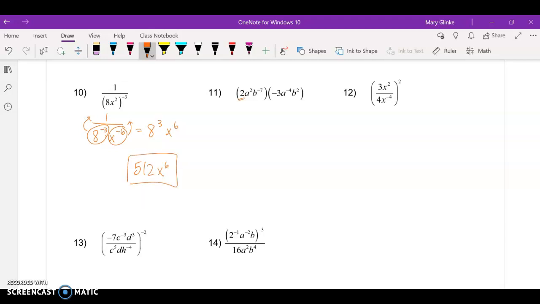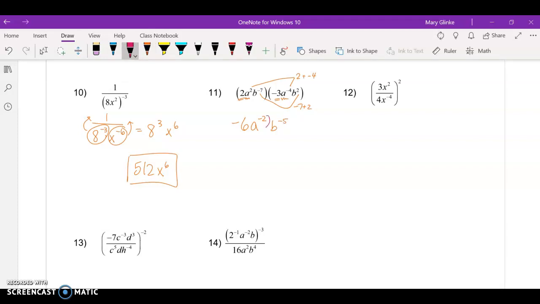For the next one, we're going to just multiply everything. We don't have any exponents here, so we're going to do 2 times -3 to get -6. Then we're going to multiply our a's together. When we do that, we add our exponents. So 2 plus -4 becomes -2. For the b values, -7 plus 2 gives us -5.